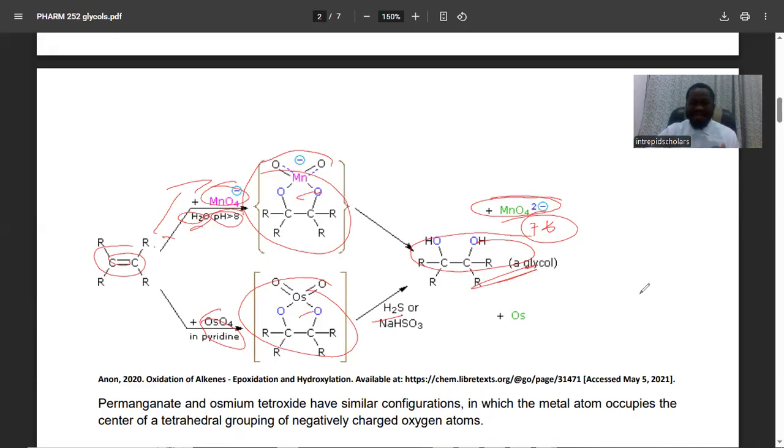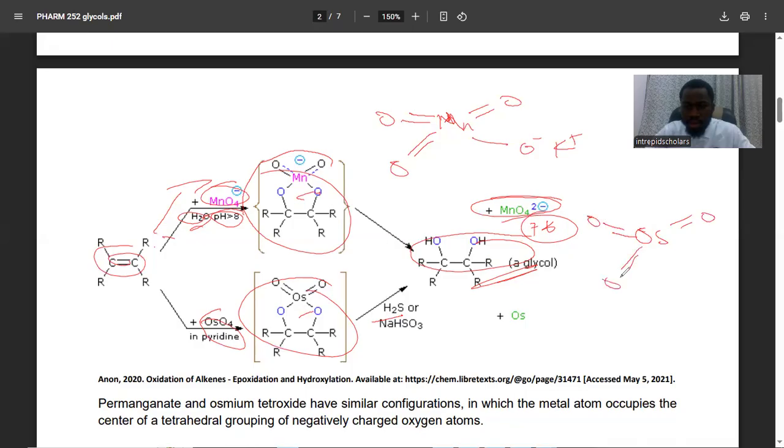A lot of English, but let me draw the structure of permanganate and then osmium tetroxide, and you understand what we are saying. Right now, this is the structure of MnO4 minus. So Mn now, right? This is it. If it's KMnO4, then we are having this, right? So this is MnO4. Now this is osmium, Os. So this is osmium tetroxide.